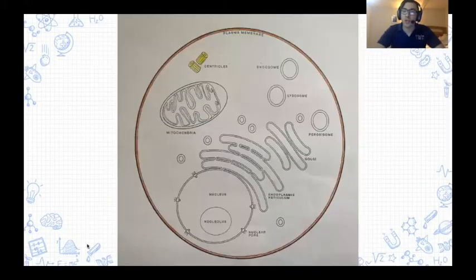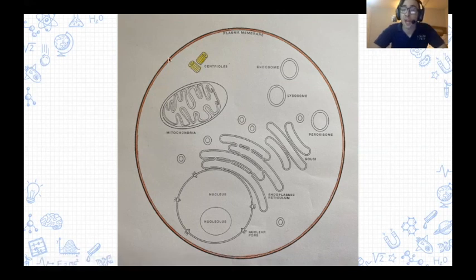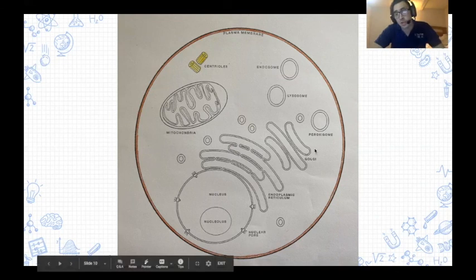So in this drawing here, which is going to be our first step in our coloring activity, I went ahead and colored the plasma membrane here in orange. Okay, you don't have to pick the colors that I did. I just chose orange because it's the color that came to mind. So you're just going to go ahead and color in this plasma membrane.